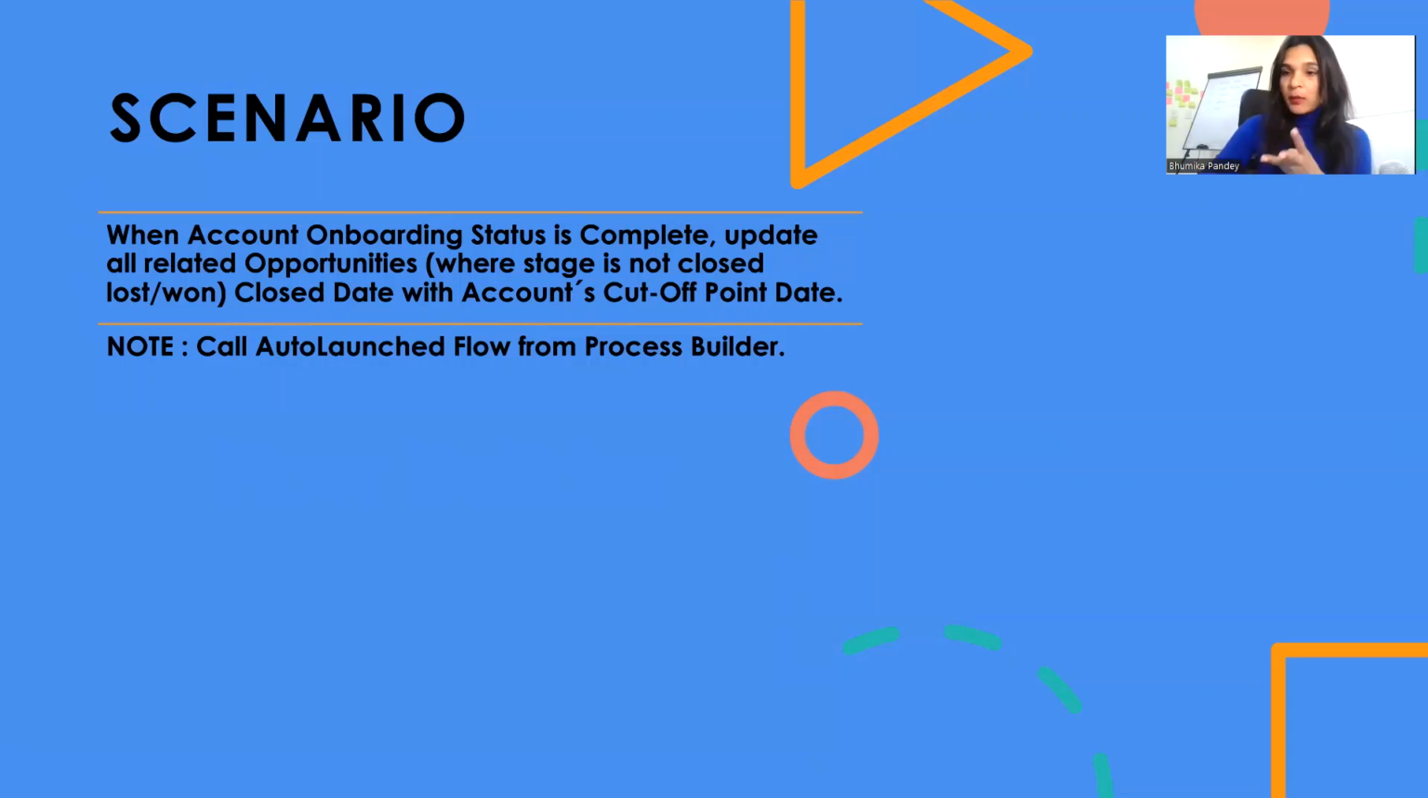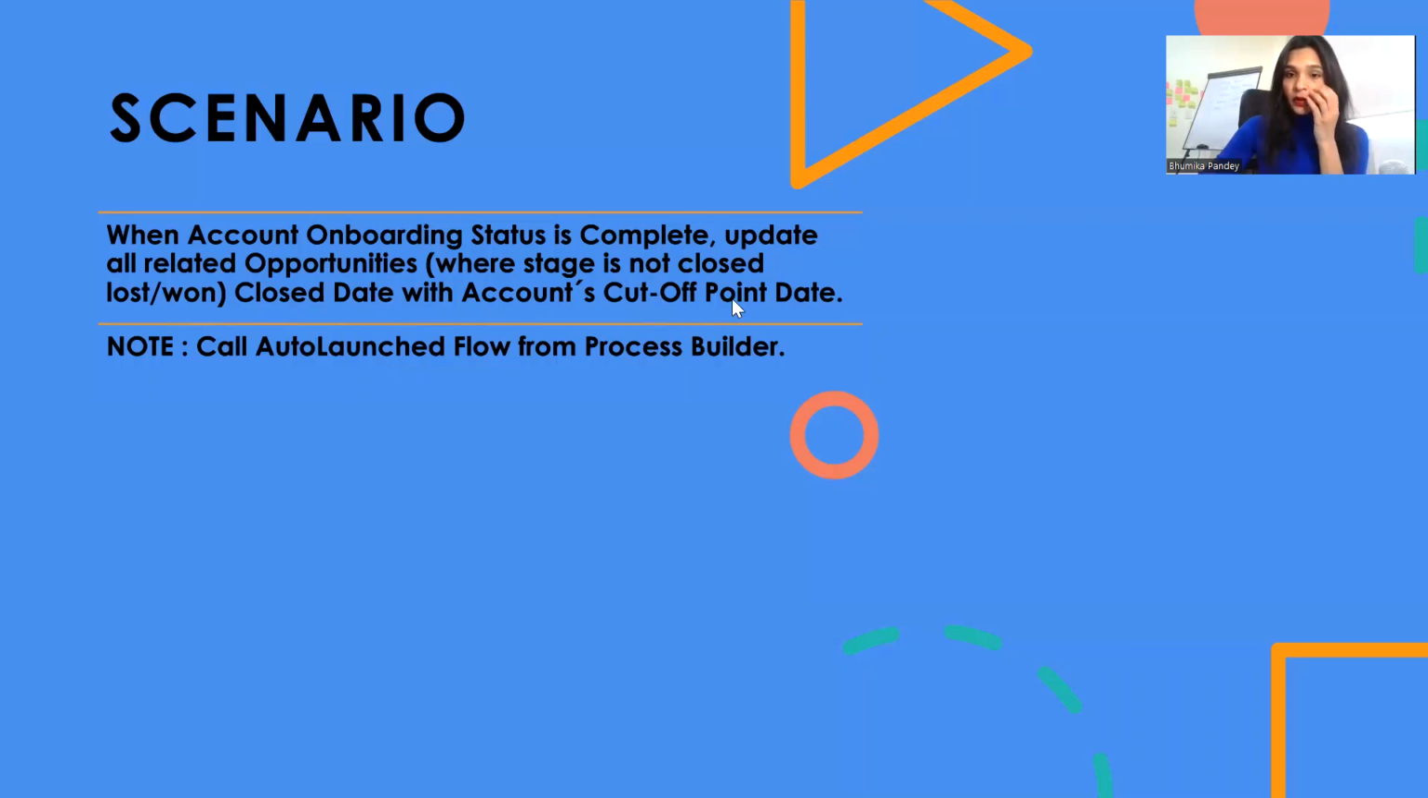So there are 3 points to keep in mind. The first point is that account's onboarding status should be complete. Okay, so when that is complete, you have to query all the related opportunities of that particular account, and then you have to filter out those opportunities based on the stage name. So the stage name should not be closed won or closed lost, right? And if you get those opportunities after the filter, you have to update the close date of those opportunities with the account's cutoff point date.